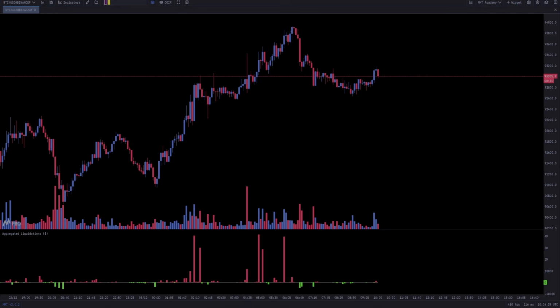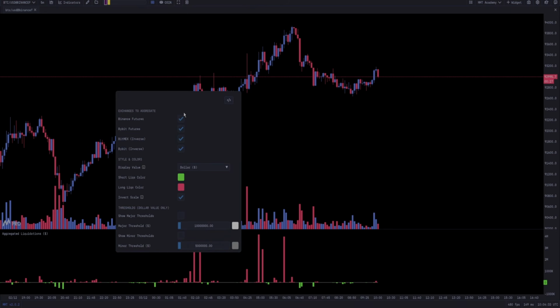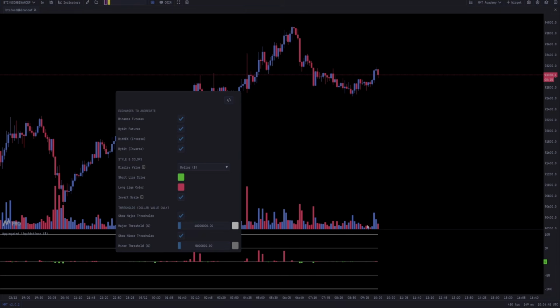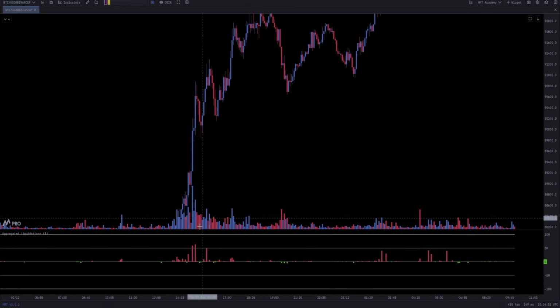In regards to configuring the indicator, there's not much to do. In the settings menu, you can leave them aggregated. You can choose if you want it to display as the dollar or the coin value. You can change the colors. Personally, I prefer it on an invert scale because it's more intuitive to me in terms of its directionality. And if you like, you can turn on the threshold. So if the liquidations exceed a certain cutoff, you can use that as a signal to potentially take trades.